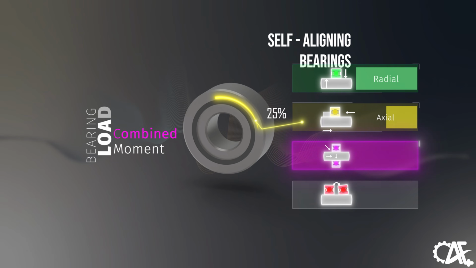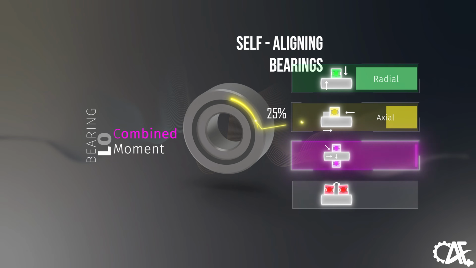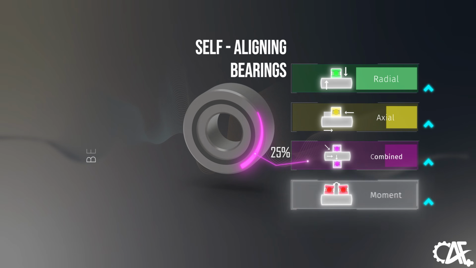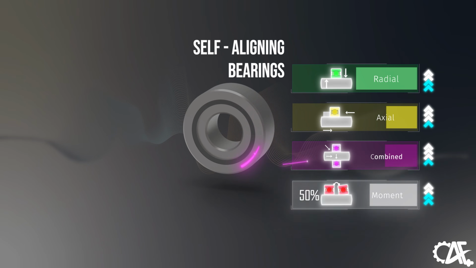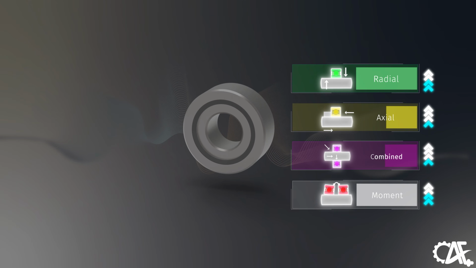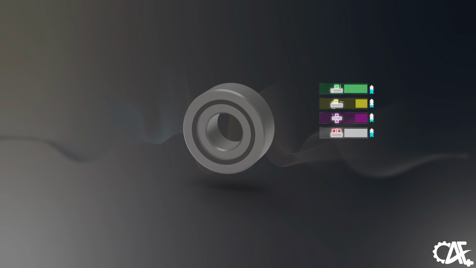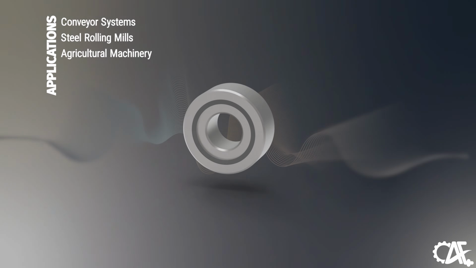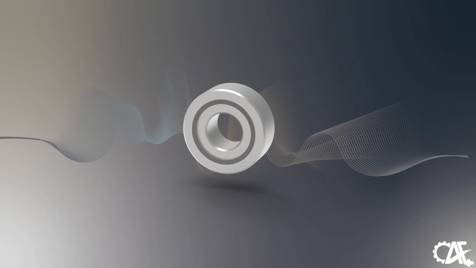When it comes to moment loads, a single self-aligning bearing is not ideally suited to handle them, but can manage minor moment loads. In conclusion, this specialized construction of rolling elements is a clever design feature that allows the bearing to accommodate and correct for misalignments, leading to increased operational efficiency, reduced wear, and extended bearing life. Their value becomes evident when we consider their frequent deployment in applications vulnerable to shaft deflection or alignment issues, such as conveyor systems, steel rolling mills, and agricultural equipment.